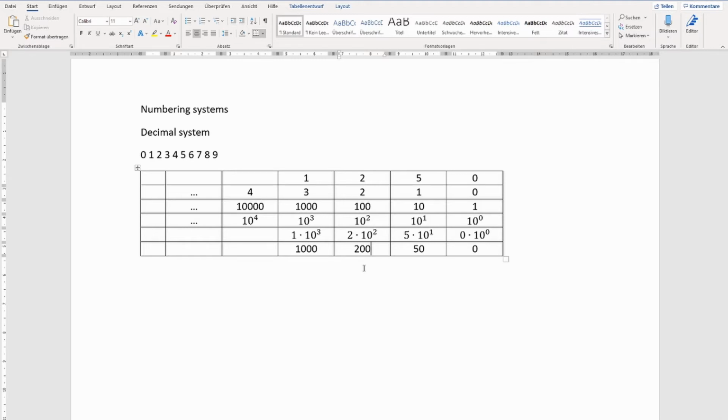We have a reservoir, a pool of symbols. Yeah? We take all the symbols, and if we are done at one position with all the symbols, we start the next position. Yeah? The next position is then worth the number of symbols I have multiplied by the number of symbols I have. That's it. Okay, so that's the decimal system.